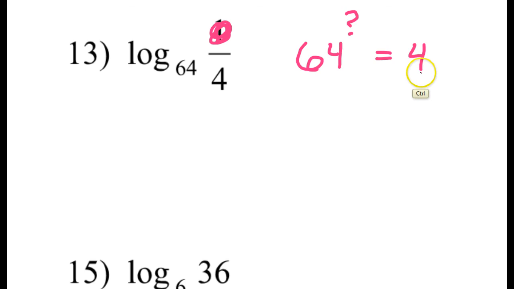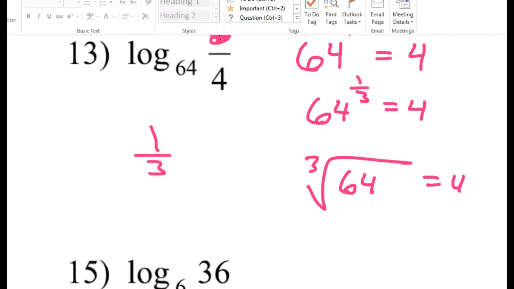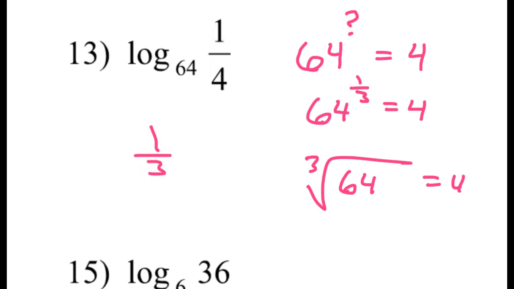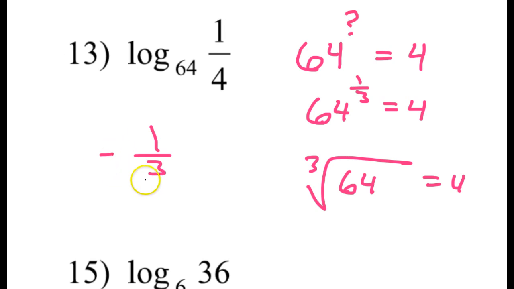Well, you see that it's getting smaller, so this must be a fractional power. Is it the square root or is it the cube root? Well, turns out the cube root of 64 is 4. So that means 64 to the 1/3 power is 4. So what power turns 64 into 4? The 1/3 power. So since it is actually 1/4, then that means it must be the negative 1/3 power that we need.